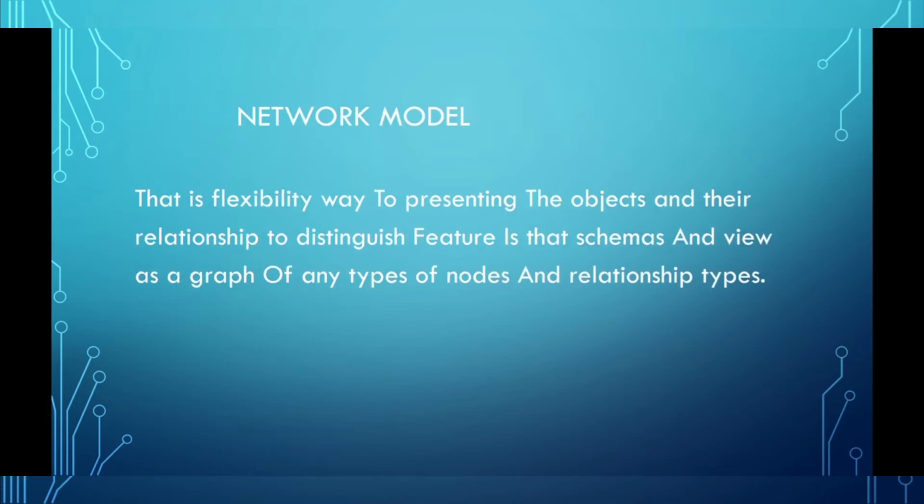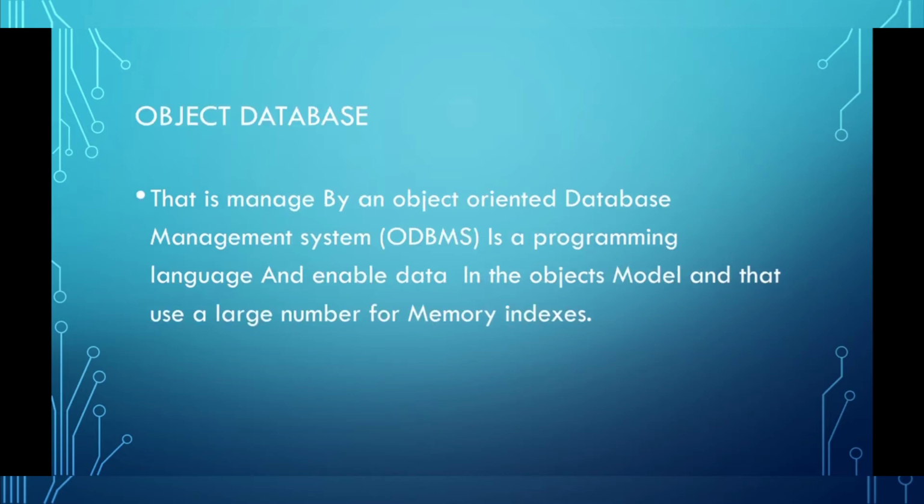Next is the network model. That is a flexible way of presenting objects and their relationships. Its distinguishing feature is that the schemas are viewed as a graph of any types of nodes and relationship types. Next is the object database, that is managed by an object-oriented database management system, or OODBMS, which is a programming language that enables data in the object model and uses a large number of memory indexes.